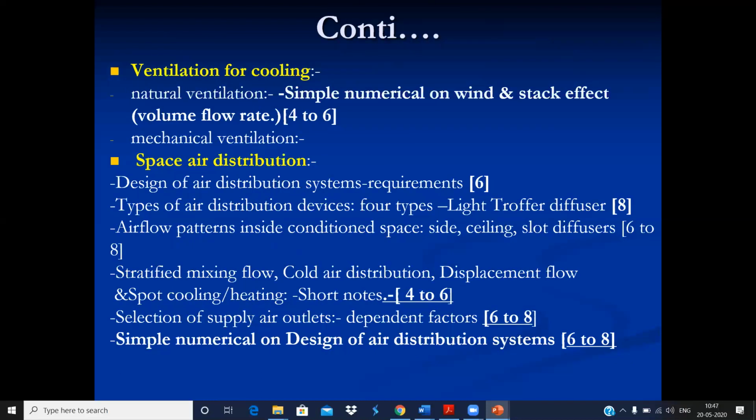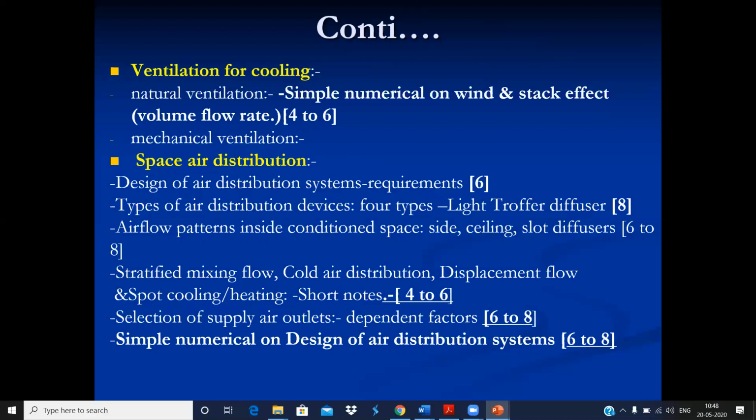In continuation, we will also learn ventilation for cooling. Ventilation is also used for cooling. So without providing mechanical devices, we can still provide cooling through ventilation. That technique we are going to discuss here with the help of the wind and stack effect.